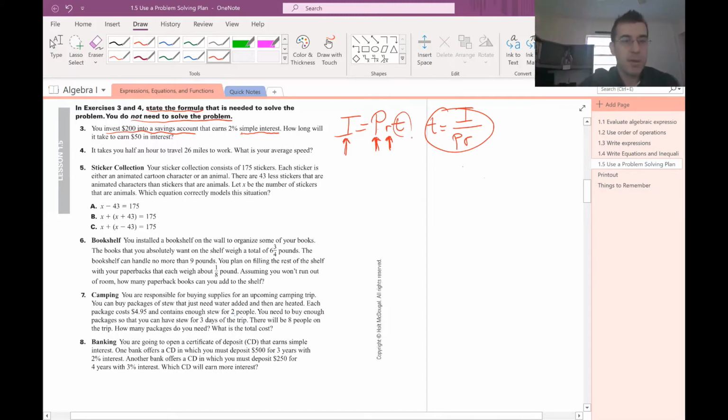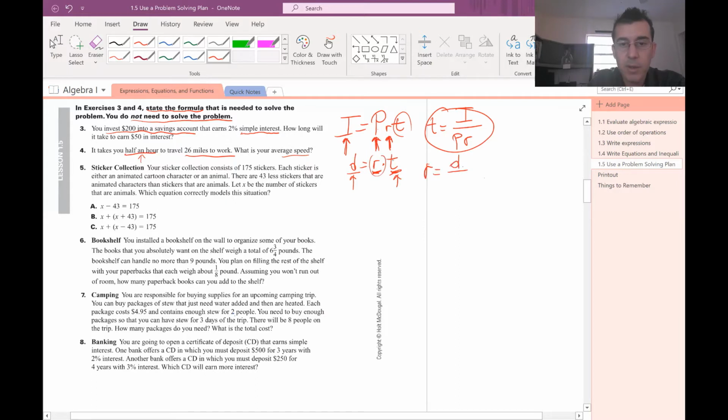Number 4, it takes you half an hour to travel 26 miles to work. What is your average speed? This is the formula for distance. D equals R times T, where D is the distance traveled, R is the average speed, or the rate you're traveling, and then T is the time. So here we are given the half an hour, so that would be 0.5 hours, or 1 over 2. That's the time. This is given. 26 miles to work we're traveling, so that's the distance. We have to find out the speed, the average speed, which is R. So we have to find out R, and R from here would be D, right?